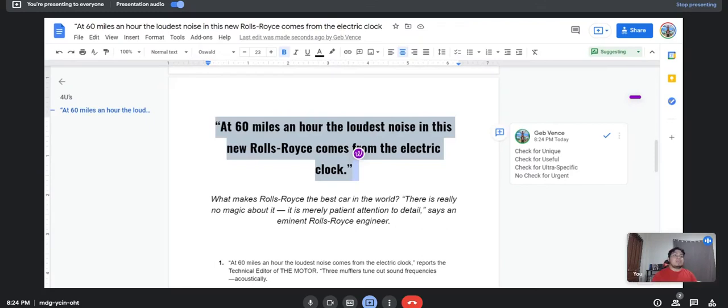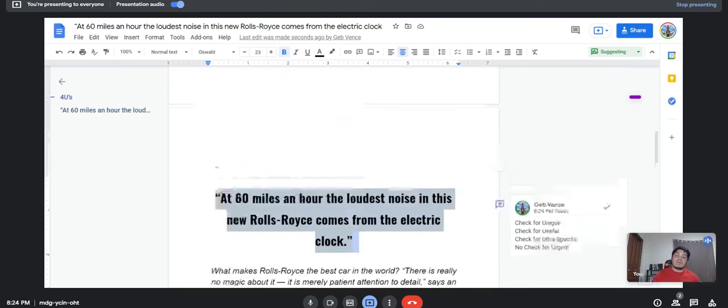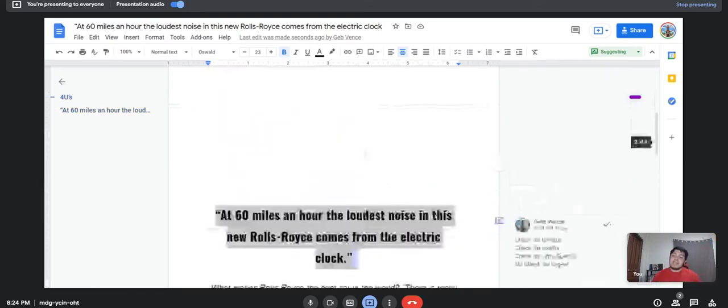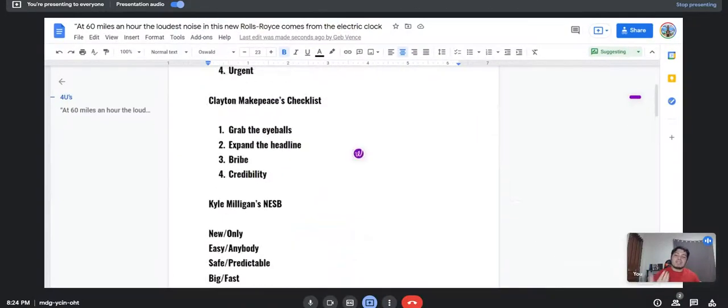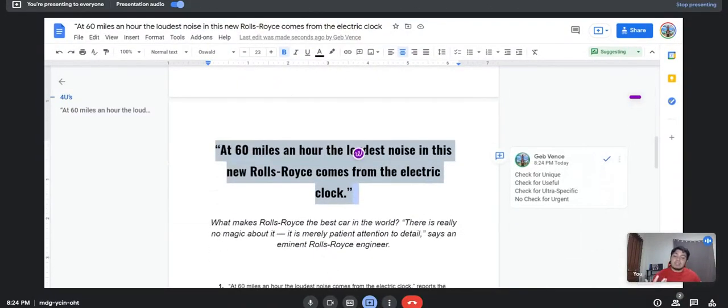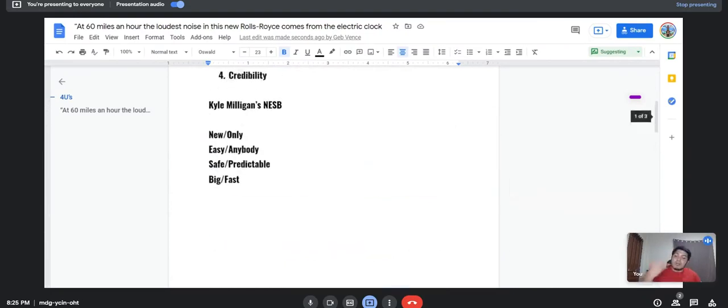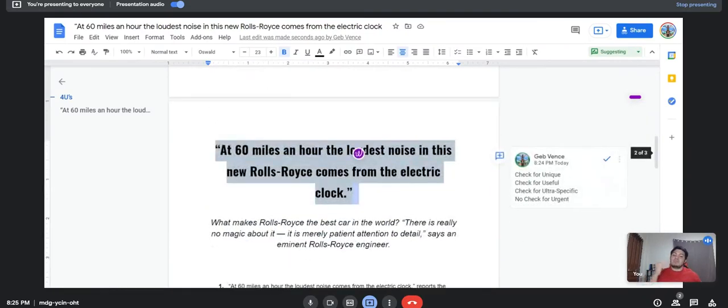So number one is grab the reader. And yes, it grabbed the headline, because it's a very unique car. So it grabs the eyeballs. Number two, what is number two? Expand the headline. Later, we'll find out why. Then the next one is bribe. We didn't see anything yet. Then the last one is credibility, which we'll dive into as well in the copy itself.